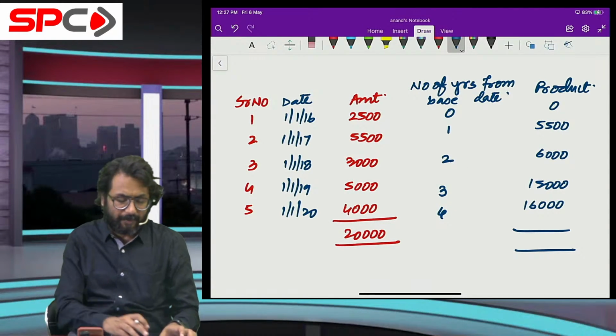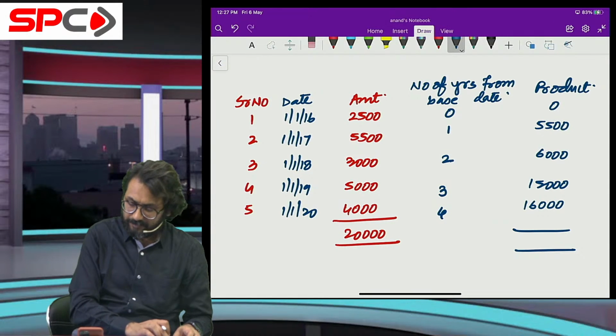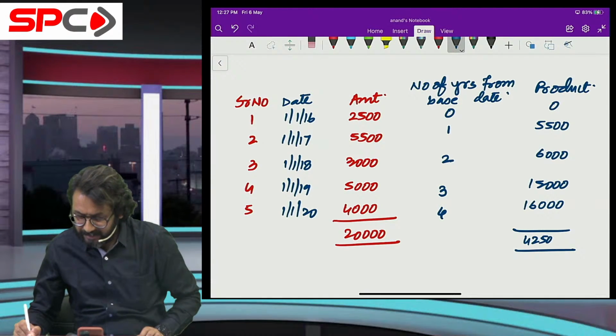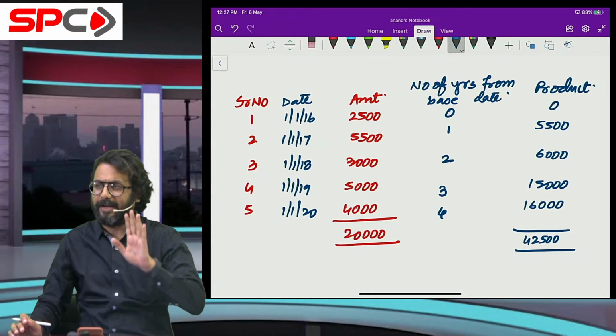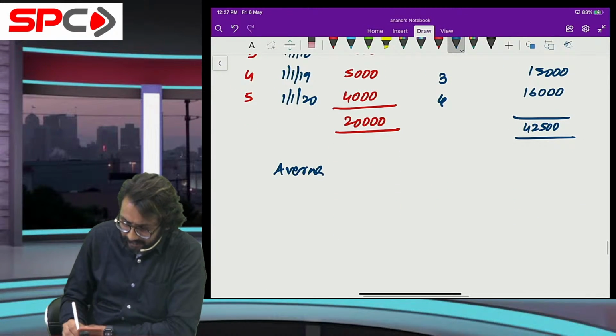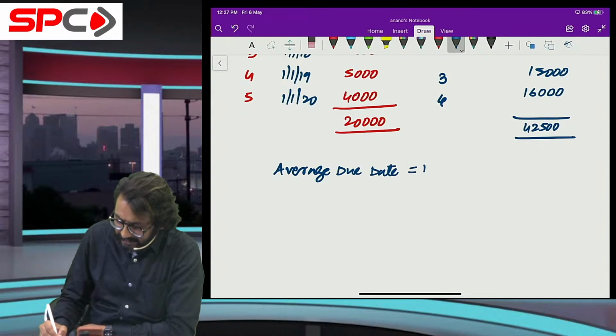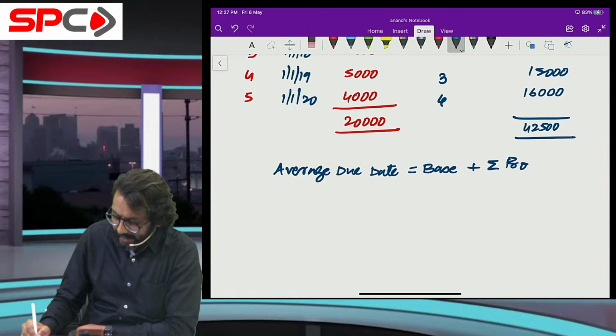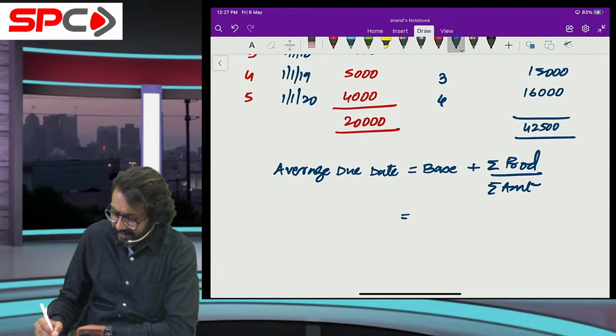Can you take the total of this? So 5,500 plus 6,000, 15,000 plus 16,000. What is the answer? 42,500. Shall we calculate now? Average due date. Are we ready? So average due date is equal to base date plus summation product divided by summation amount. Now what is the base date?